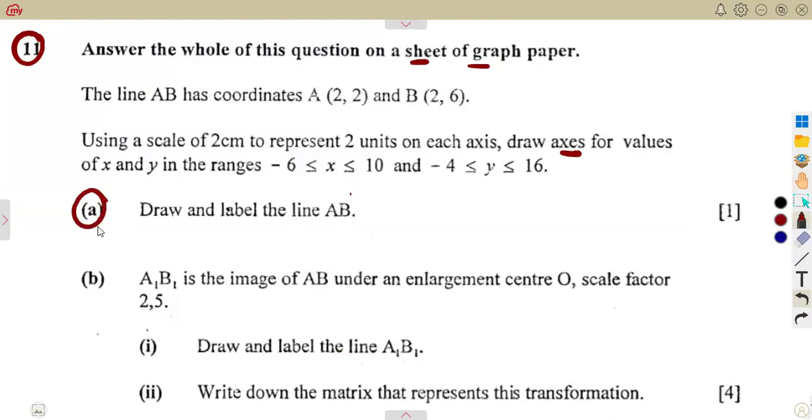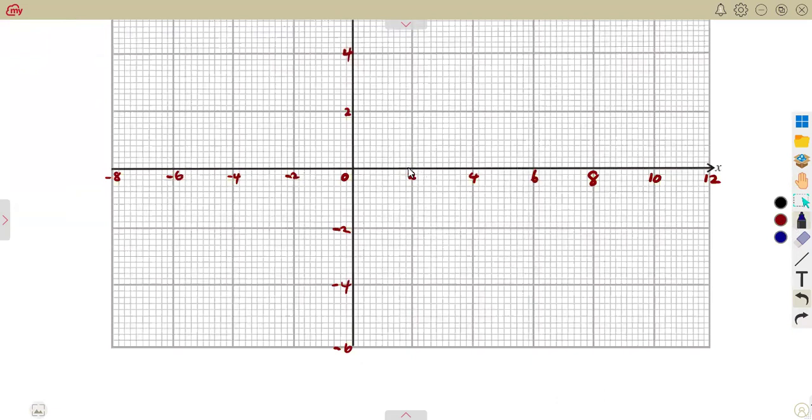So I asked in part A: draw and label line AB. That's our line AB. Remember, you're given before that line AB has coordinates A and B, with A being (2, 2). So let's plot our point A, where X is 2 and Y is also 2. 2 on X, 2 on Y. These two meet here, so you mark a point. That's (2, 2). This is our point A.